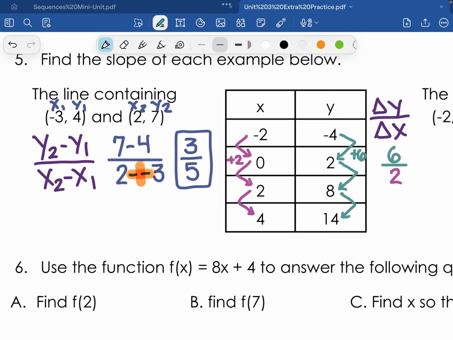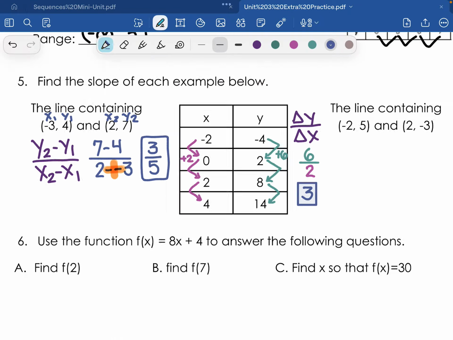Can I divide 6 by 2? Yes, of course I can. 6 divided by 2 is 3. So I can either write my slope as 3 or 3 over 1. You cannot leave it as 6 over 2. That's not simplified. What I'm going to do is put a minute on the timer, give you guys a chance to try the next two.